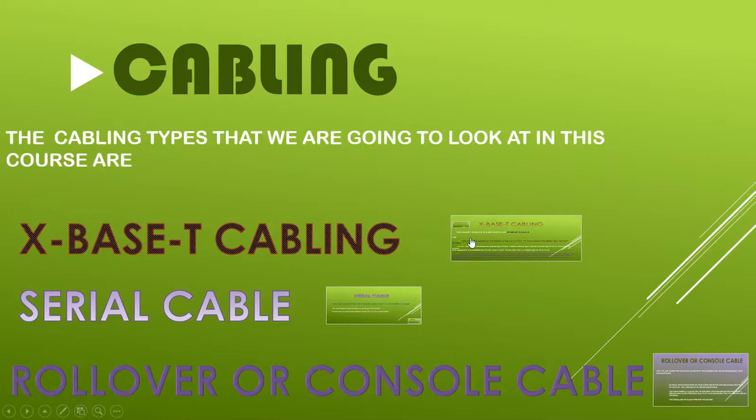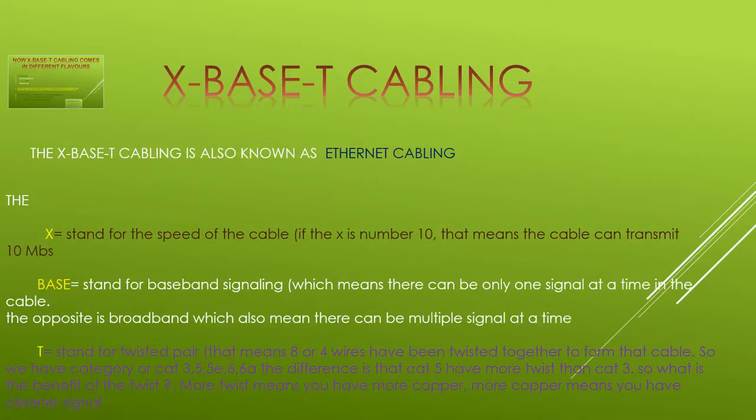So let's look at XBASET cabling. The XBASET cabling is also known as Ethernet cable. The X in XBASET stands for the speed of the cable. If the X is 10, that means the cable can transmit up to 10 megabits per second. If the number is 100, the cable can transfer up to 100 megabits per second. The same way, if it is 1000, the cable can transfer up to 1000 megabits per second.